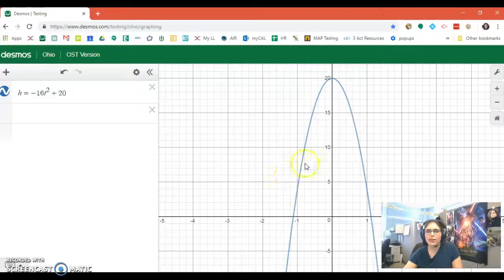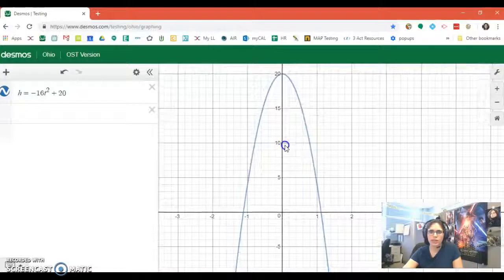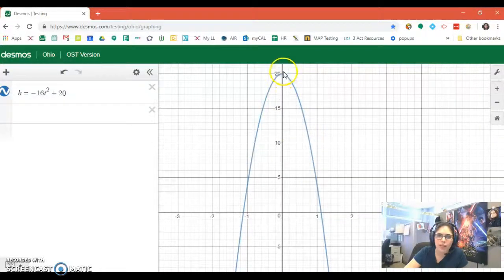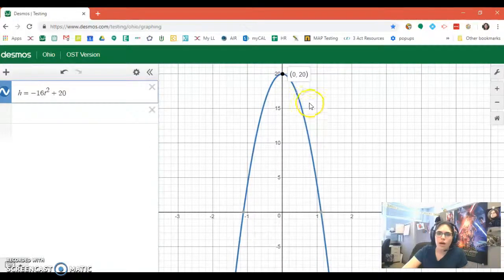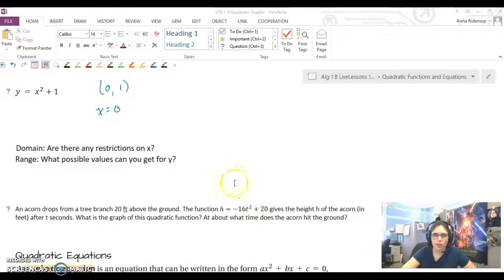All right, now I can see it a little bit better because I can see my y values all the way up to 20, which is my maximum. That's where my vertex is. And then I can see my x values a little bit more clearly as well. So I've got my graph. I've got reasonable numbers on my axes. And the next question says, at about what time does the acorn hit the ground?